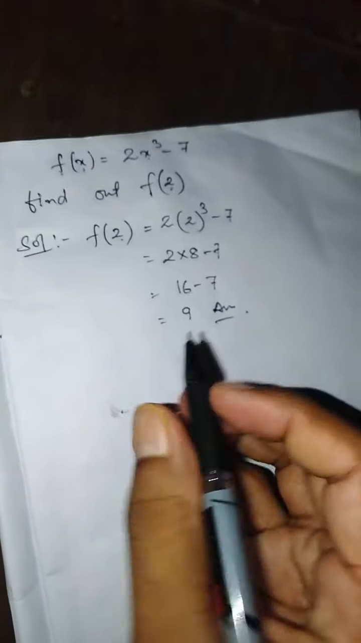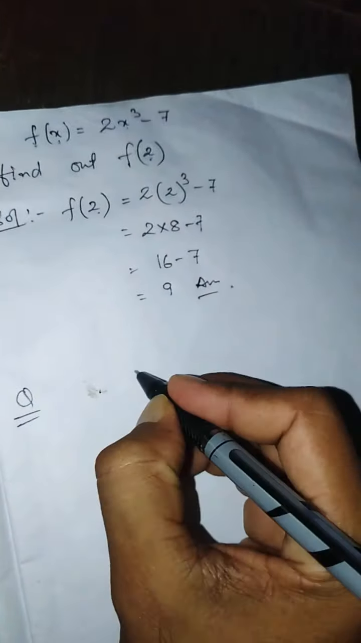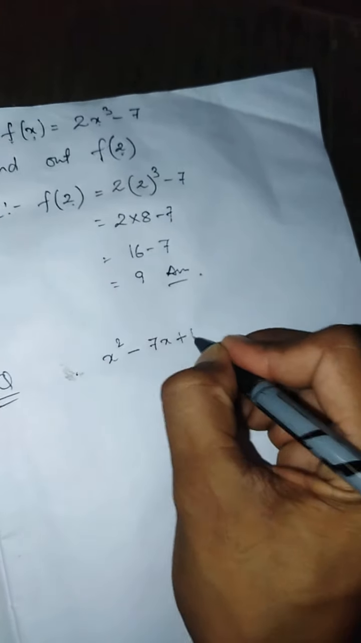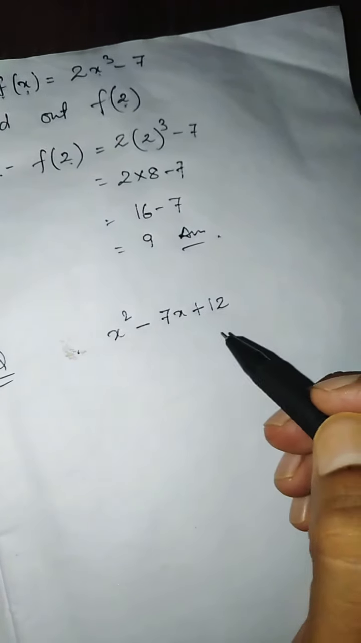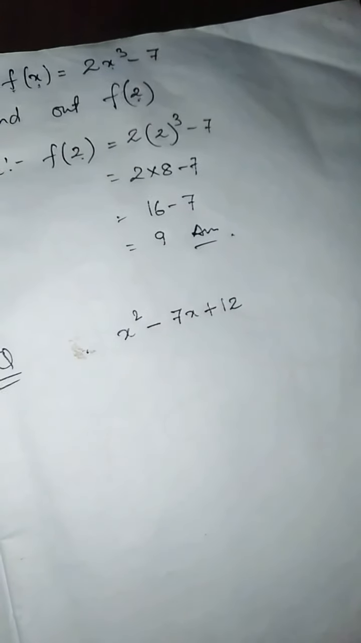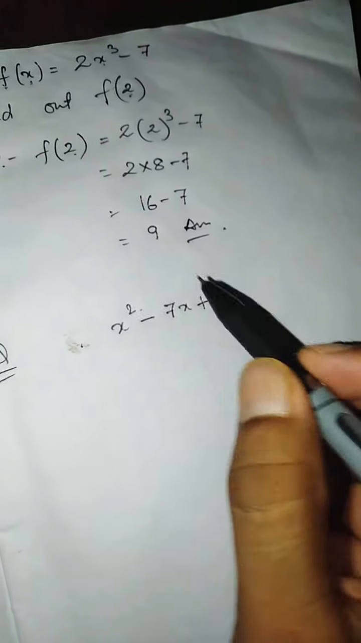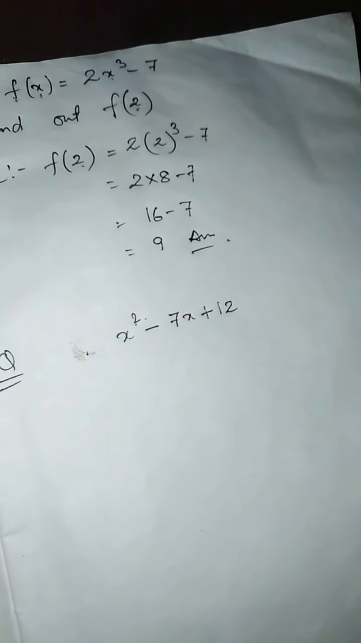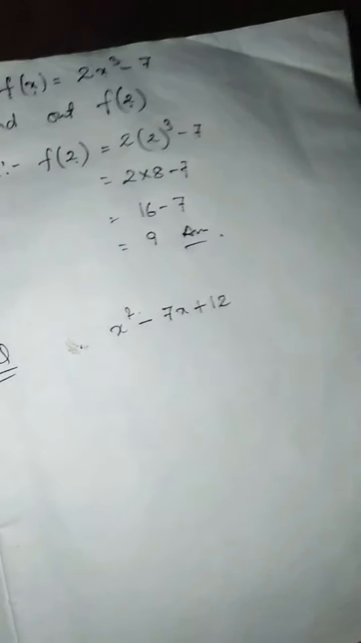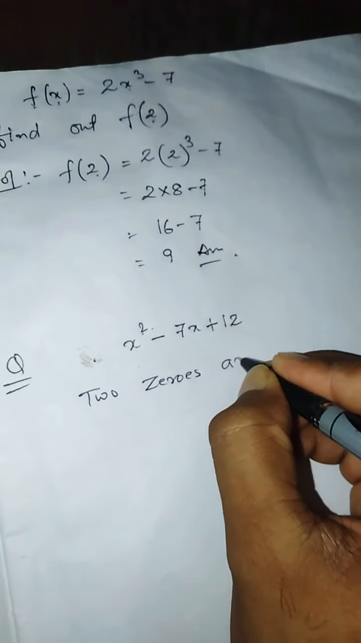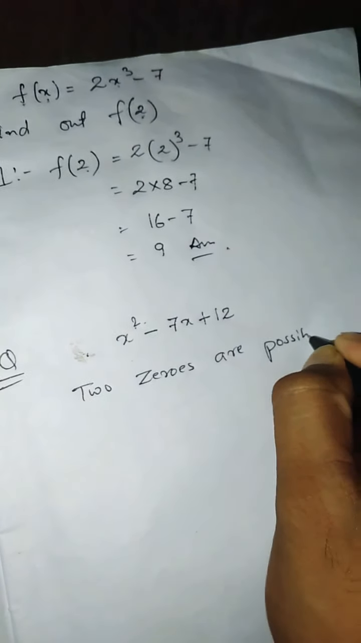Now let's go to new topic. Suppose I write x square minus 7x plus 12. Okay, x square minus 7x plus 12. Now can you tell me what is the degree of this polynomial? Yes, the degree of this polynomial is 2, and since the degree is 2, therefore two zeros are possible. I will write it. Two zeros are possible. Now what is this zero?